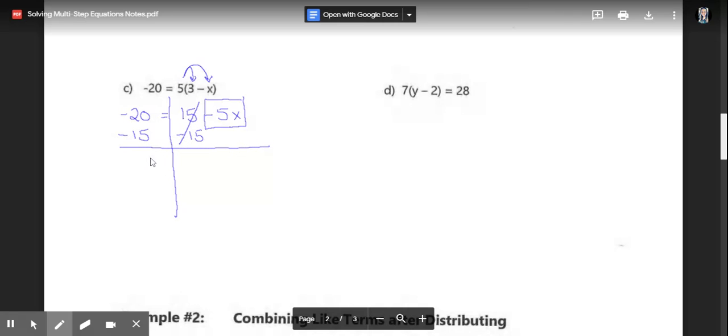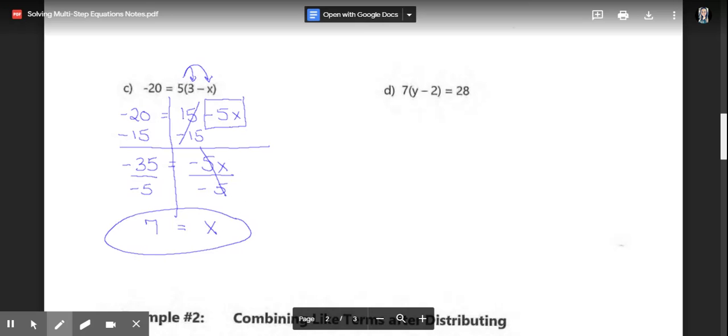Negative 20 minus 15. I have the same sign. Same signs I add. So 20 plus 15 is 35. I keep the sign of the larger number. 20 was larger and there was a negative out front, so my 35 also needs a negative. Equals, and I just drop down the negative 5x. One more step to undo this multiplication here. I need to divide both sides by negative 5. So I get x equals, negative times the negative will be a positive. 35 divided by 5 is 7. So final answer, x is equal to 7.